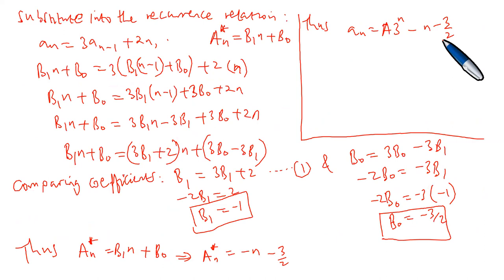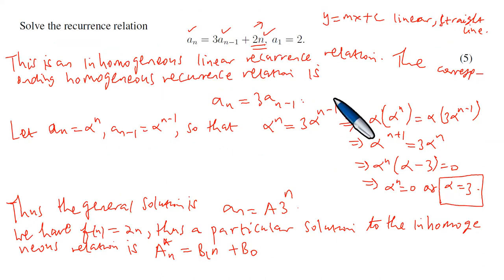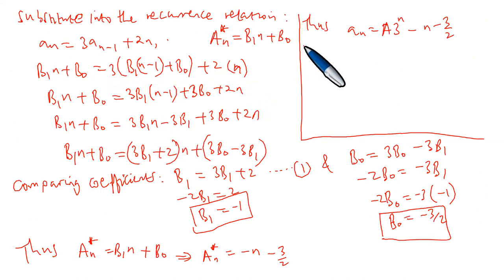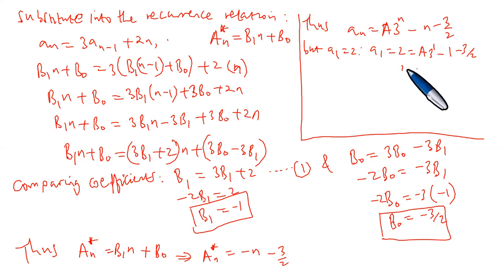So now we need to just use the initial conditions to find the correct value. What is the initial condition? A1 is 2. A1 is 2. So you come here and you then say, but A1 is 2, which means it is A 3 to the power 1 minus 1 minus 3 over 2. So you have this one here, which is minus 5 over 2. Right. So you have that.